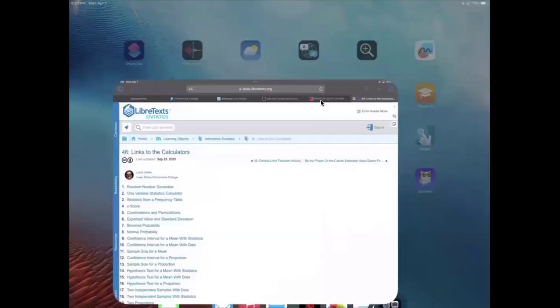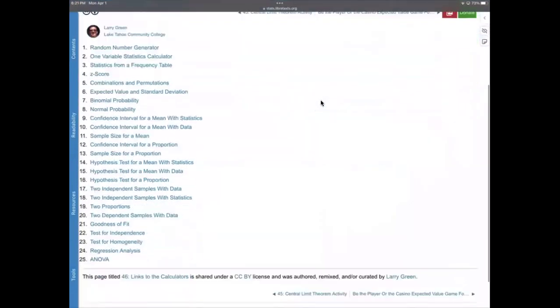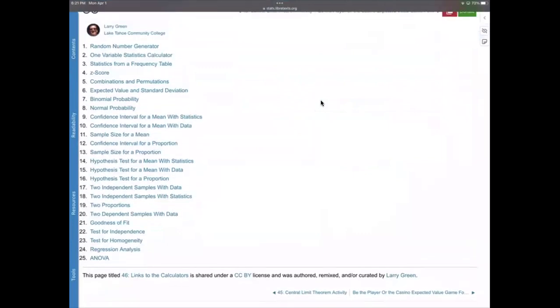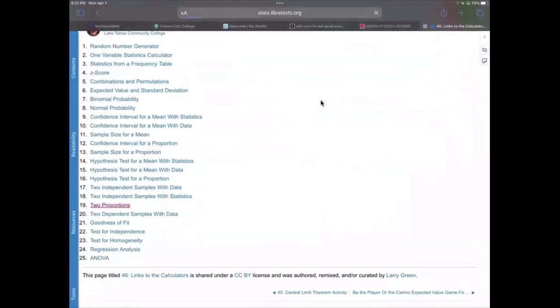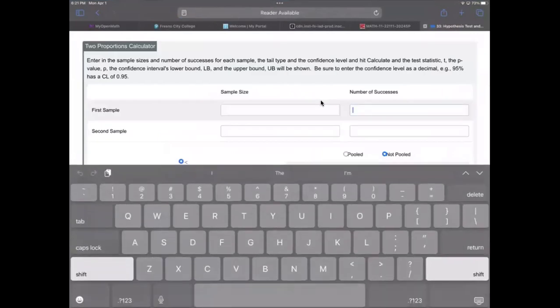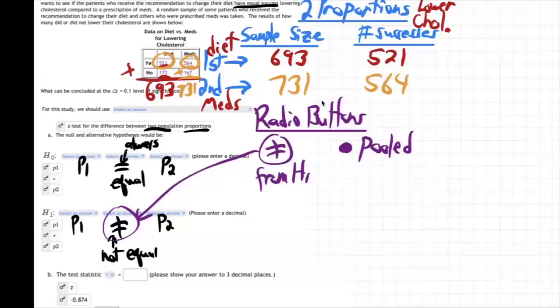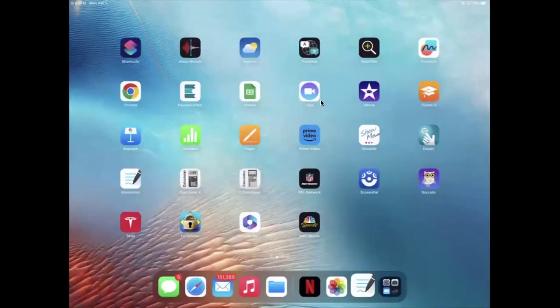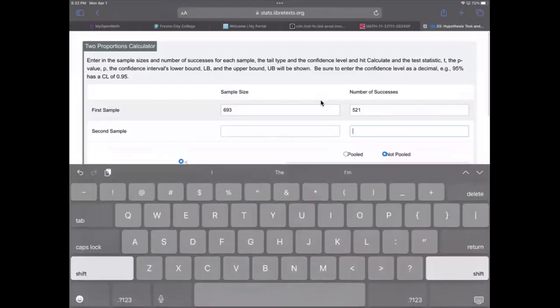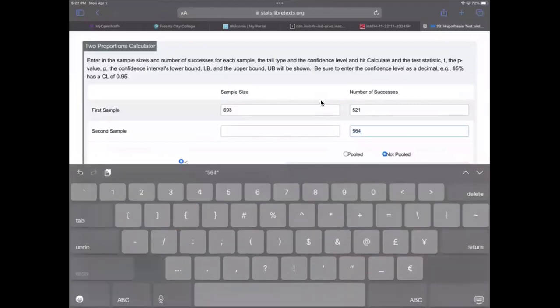Let's do it. So we go here. Where's the two proportions? It's number 19. Here's the calculator, number 19. Go to two proportions. This is 521, 693, I believe. I'll go back and check. So yeah, 521, 693, and 564, 731. There we go. Get all the numbers in there.